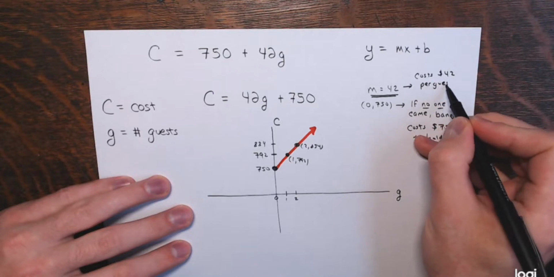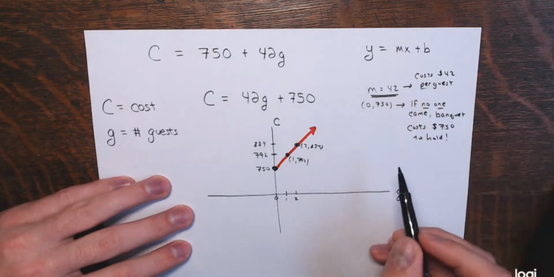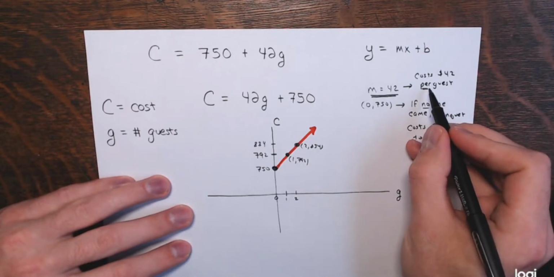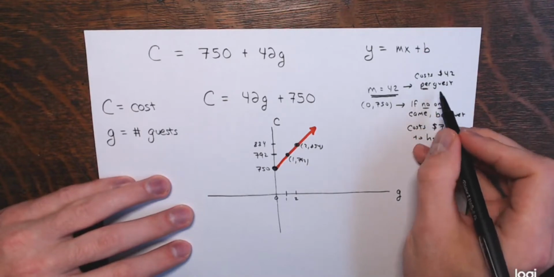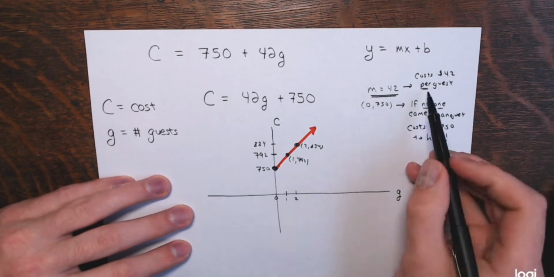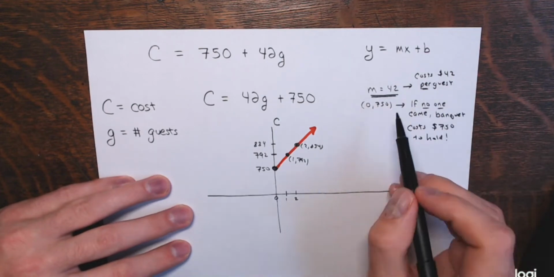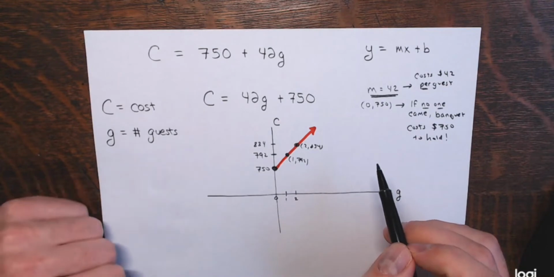Right, and that's really what slope is. It's a rate of change, so the word per is usually going to be in there: cost per guest, dollars per gallon, or whatever. Miles per hour, stuff like that. Those are rates of change, and that's what the slope is. Slope is a rate of change.